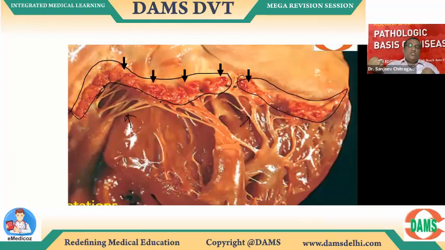Why are they not destroying? Because there is no inflammation happening there, right? So these were the important things about infective endocarditis and also the different vegetations. So I'll hand over the stage back to Dr. Arvind, sir. So he will take over.